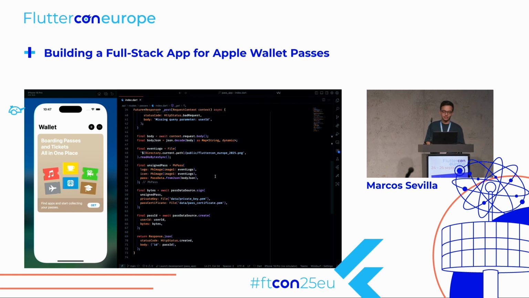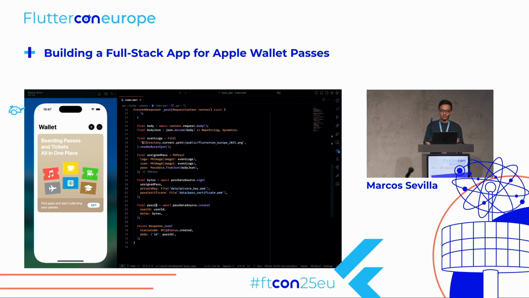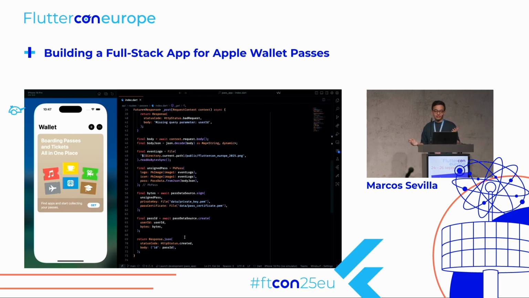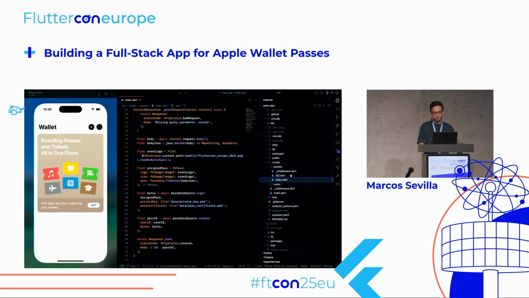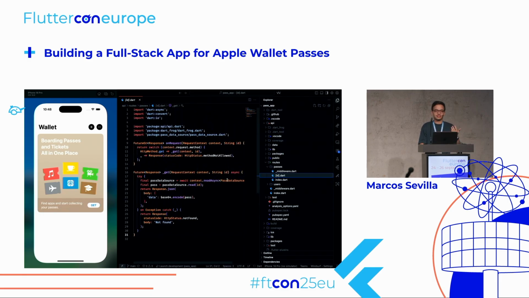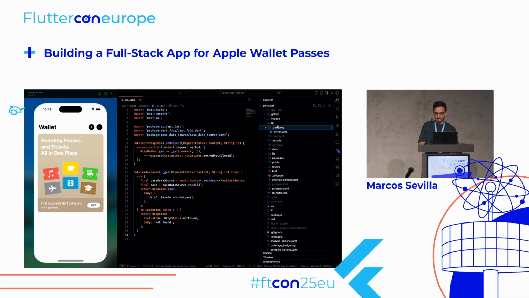I'm going to send it to it, and then it's going to create the actual pass on the server. It's going to be unsigned, so I'm going to pass it to the pass data source. I'm going to sign it with the files I need, and then I create it on the pass data source, which is going to be calling the DB client, and then passing the pass ID. So that's pretty much the core functionality that I have on the Dartfrog side. The other parts are mostly retrieving passes and things like that, so it's pretty simple. Not going to explain those.